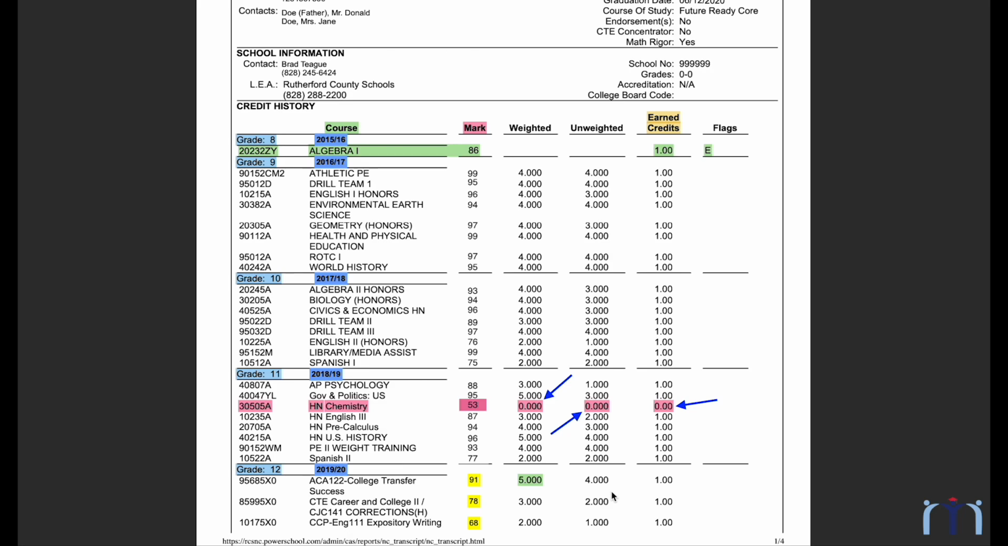If you look below that, you will also see another class, CJC 141 Corrections. Here in this 12th grade year, you will see a grade of 78. They did not make an A in that class, they made a C. But because it is an accelerated class, they got GPA points for a B, which is 3.